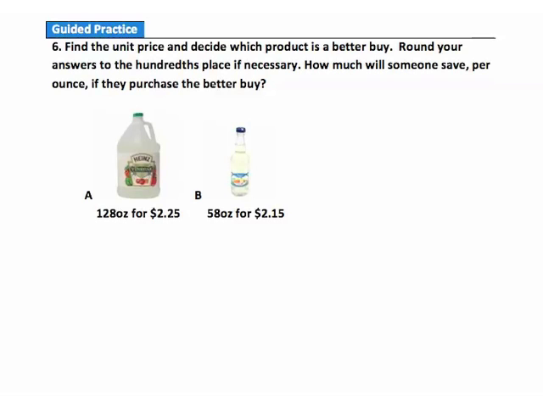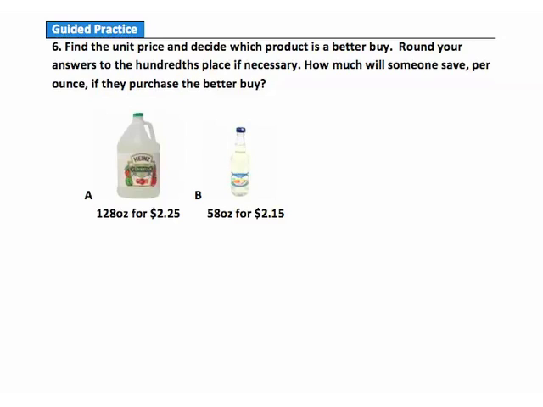Now it's time to check your understanding of using a unit rate to determine which of 2 products is a better buy. Hit pause on your video player and answer this guided practice question. When you're done, hit play to see how you did. Question 6. Find the unit price and decide which product is a better buy. Round your answers to the hundredths place if necessary. How much will someone save per ounce if they purchase the better buy?